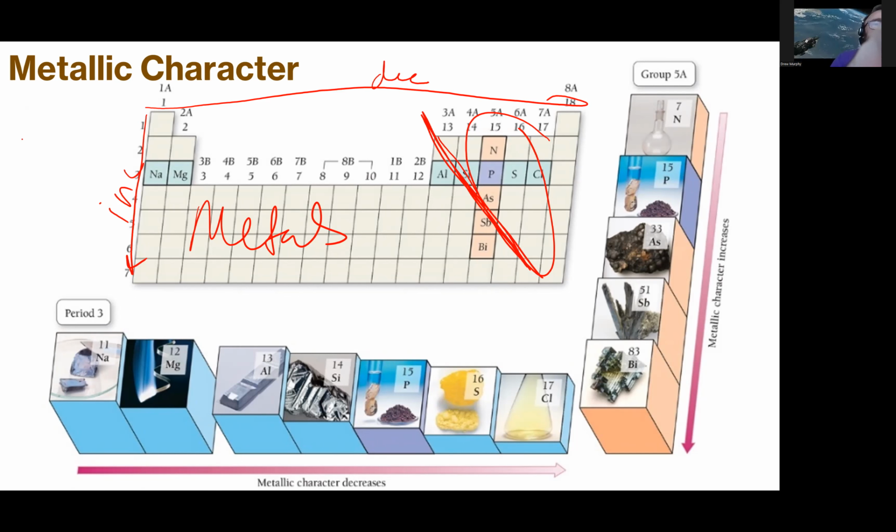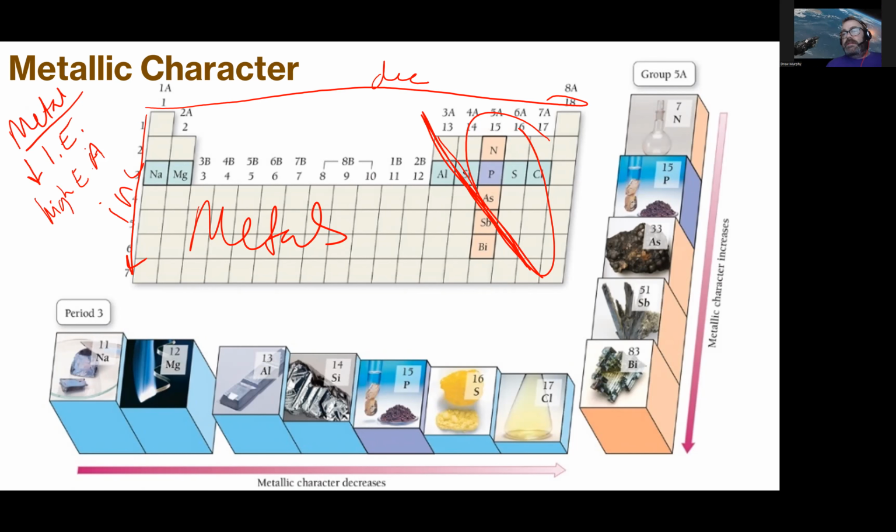Things that are metals are going to have a low ionization energy because they need to lose their electrons to form compounds, and they don't want to gain, so they're going to have a low electron affinity. So there we go, and they parallel those trends. And you can see them.